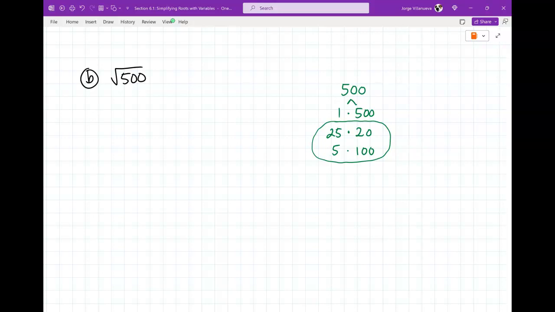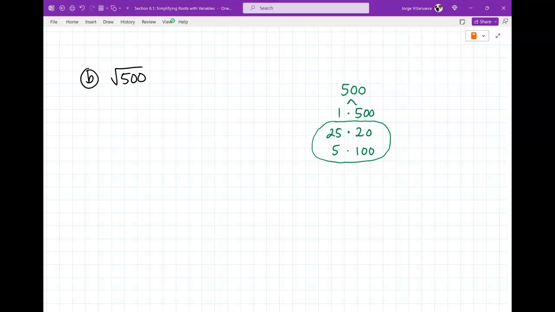25 has a square root, right? The square root of 25 is 5. 20, can I break that down further? That's 4 times 5, right? Yeah. So that also has a little square root hidden inside of it. That means I've got to do more work.